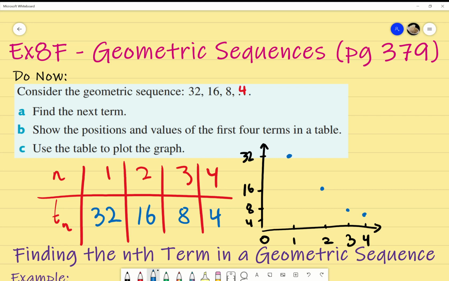Are my points in a straight line? No, good. So I've done it right. Theoretically, you're not supposed to connect the dots, but just for demonstration, I will. It should theoretically look something like that in that direction.